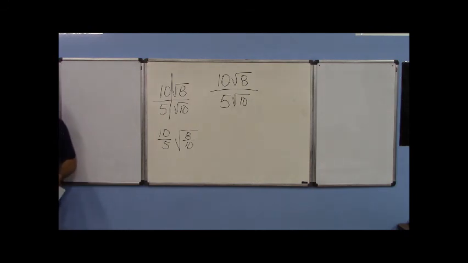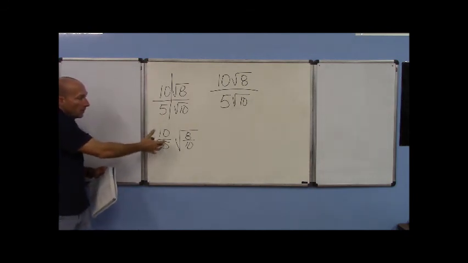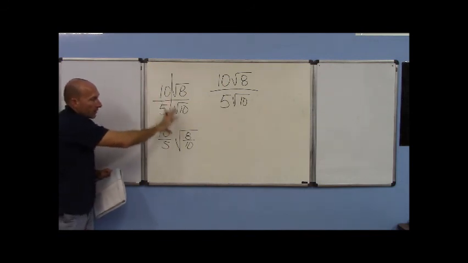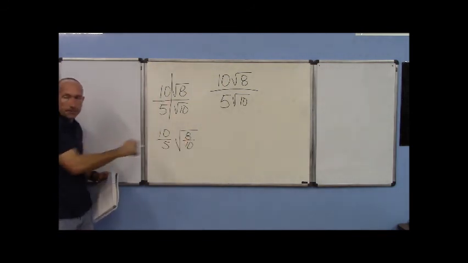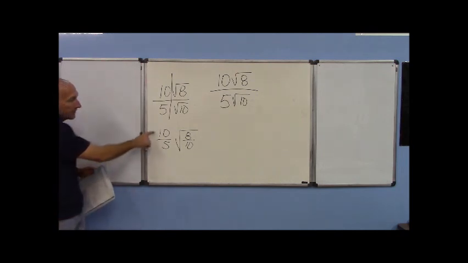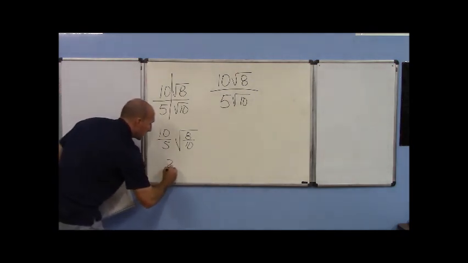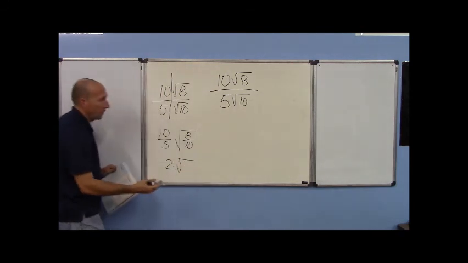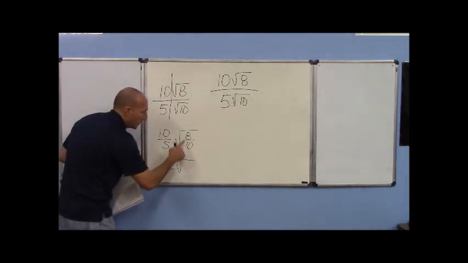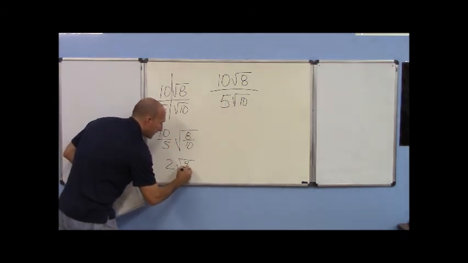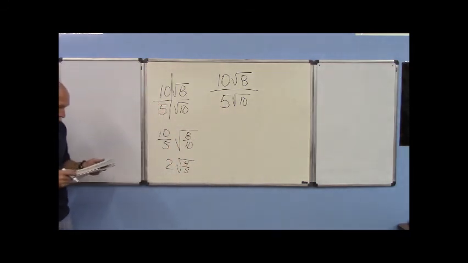Does that make sense how we went from here to here? We pulled the whole numbers away and we're working on them, and then we took the radicals and we're working on those. So then 10 divided by 5 is what? 2. Times the square root of 8 over 10, which is, we can factor out a 2 from both of them, gives us 4/5. And we end up with 2 times the square root of 4/5.